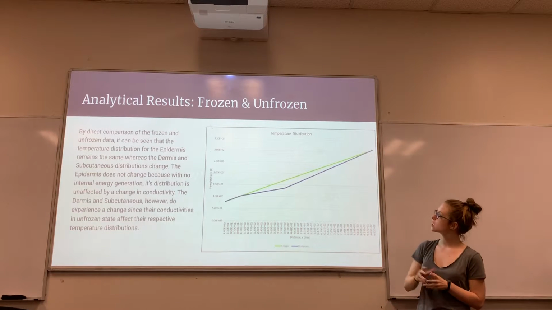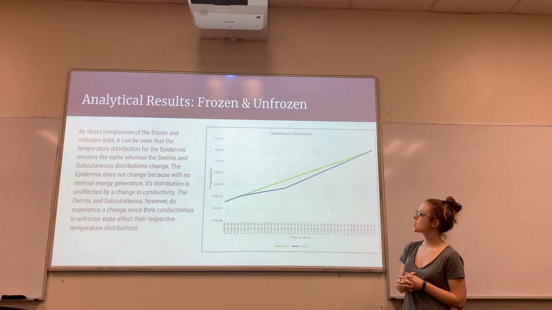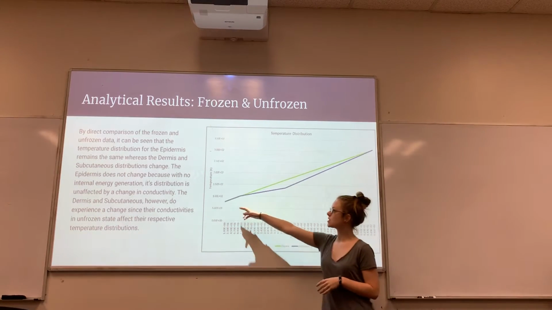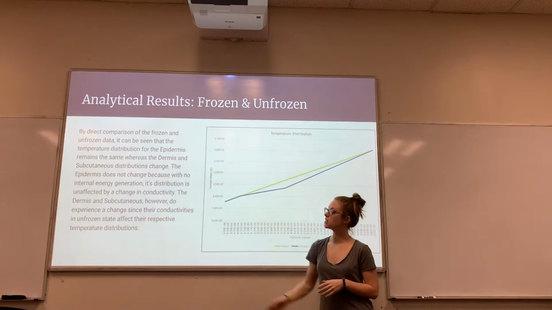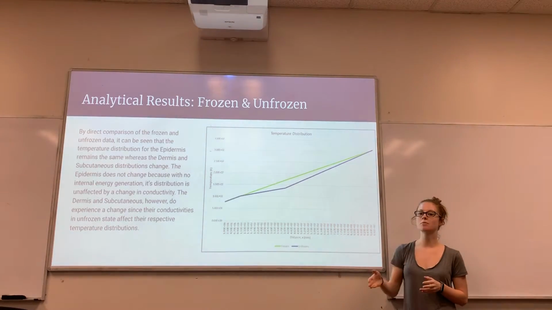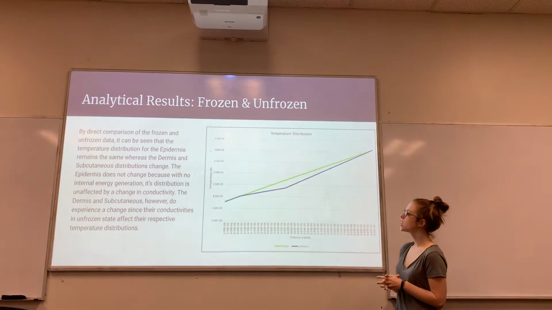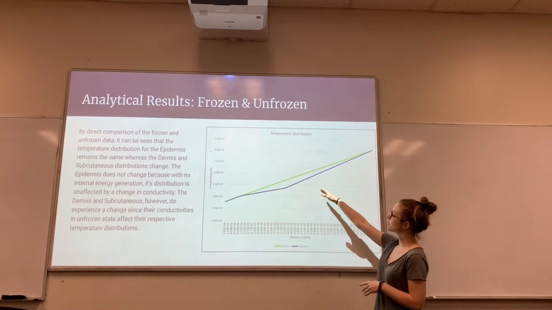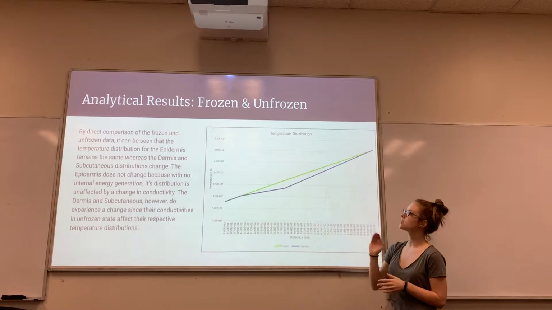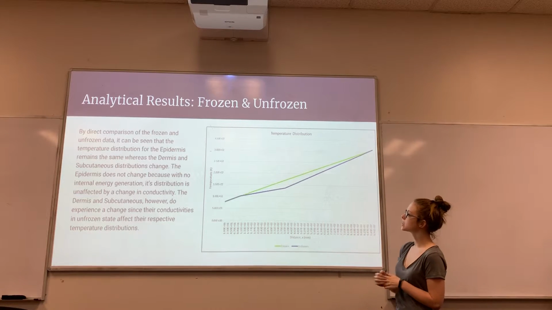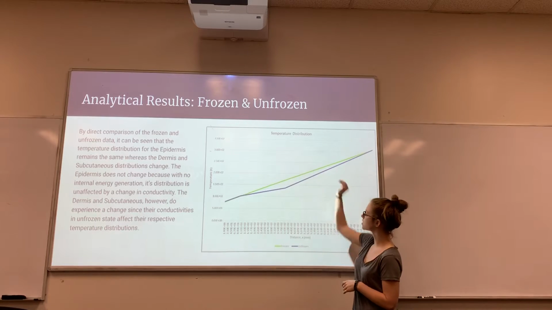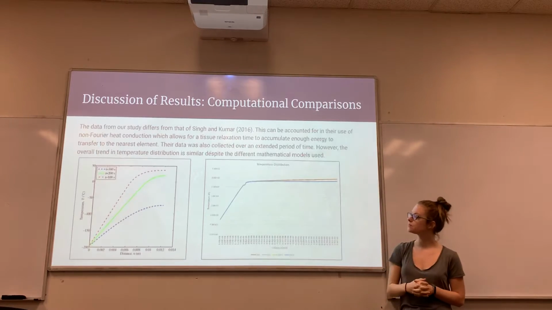This is the comparison of both the frozen and unfrozen data. As you can see, the epidermis is the same for both because the conductivity does not affect the temperature distribution for the epidermis since there's no energy generation there. It doesn't have an effect on the equation. However, it does affect the dermis and subcutaneous layer, and since the conductivity is less in the unfrozen state, it accounts for a lesser slope, as you can see there.